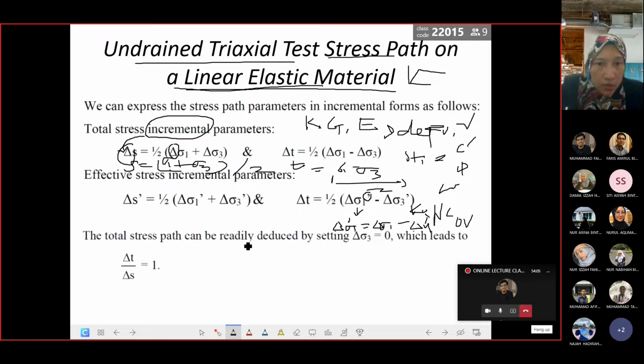So the total stress path can be readily deduced by setting delta sigma 3 equal to 0, which leads to delta T over delta S equal to 1. So for this case, let's say we assume this one equals zero, this one equals zero. So finally this is what we have in the total stress path.